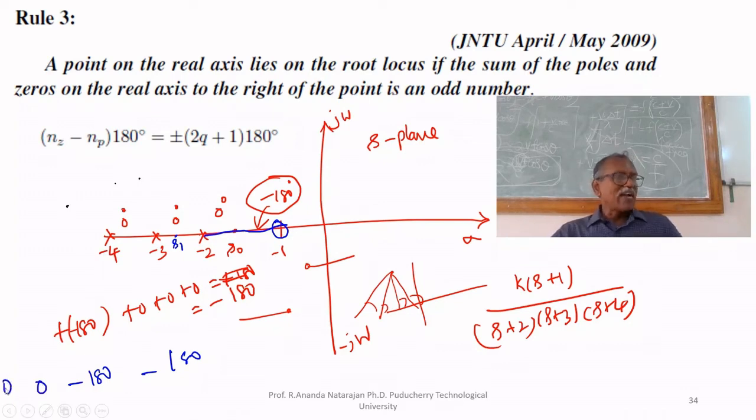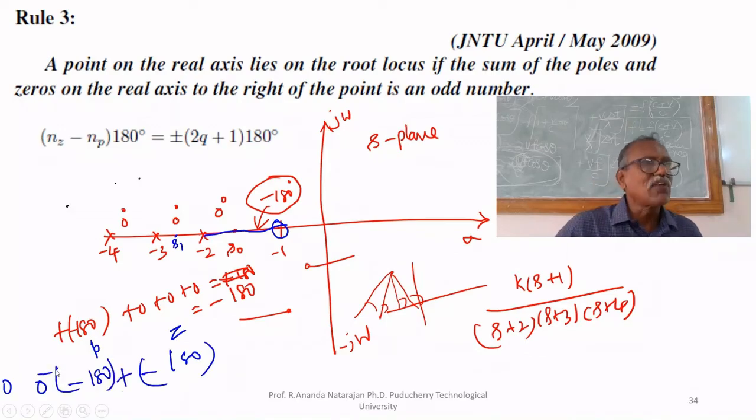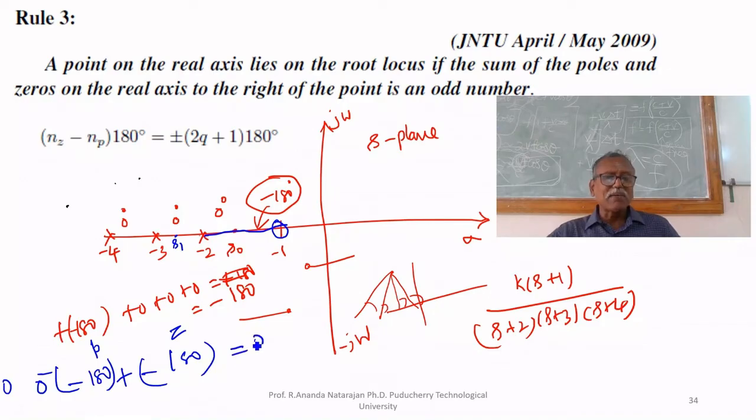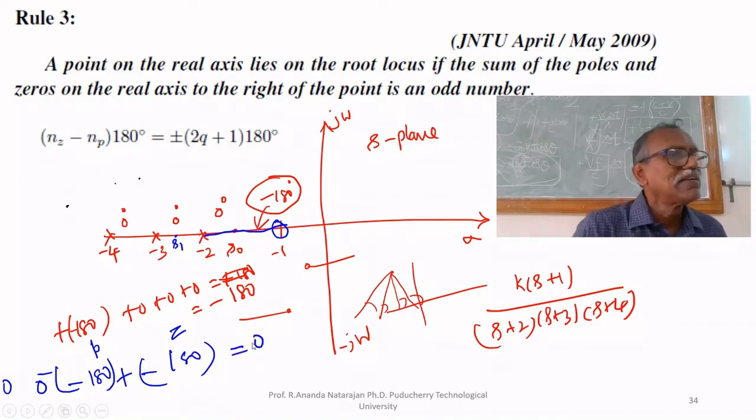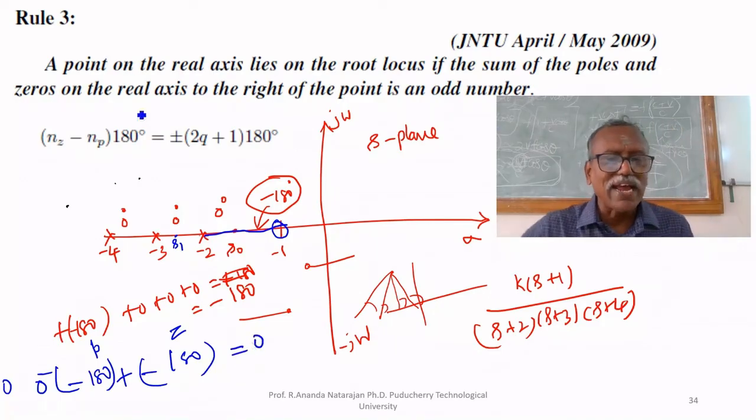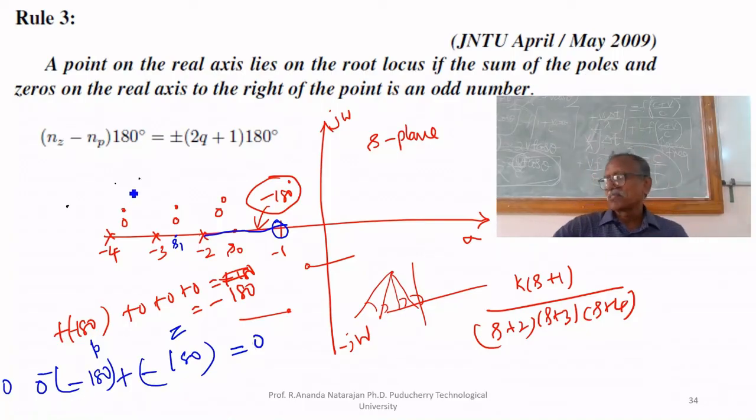So now we have to add. This is for the pole, this is for the zero. That's why we have to add. But we have to subtract this. Why? It is the angle for a pole, the denominator. That's why minus. Minus of minus becomes plus. This is minus. Therefore, net angle becomes 0, not 180 degree. That's why any point between minus 2 and minus 3 is not on the root locus.